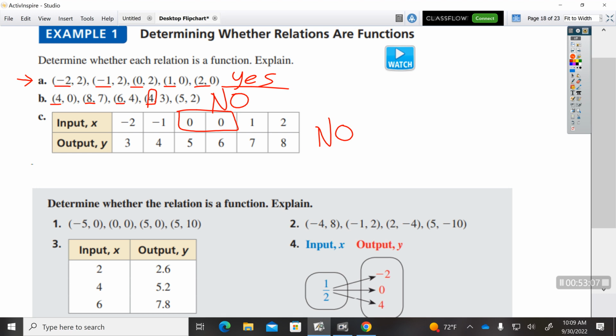It cannot repeat. For the same reason I showed you above, look at this one. Can you plug in a 4 and it gives you a 0, but then you plug in a 4 again and it gives you a 3? That's why that's not a function, because that is not possible if it's a function. It has to be 1 x for every 1 y, period.